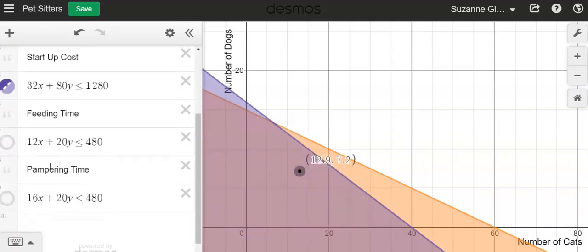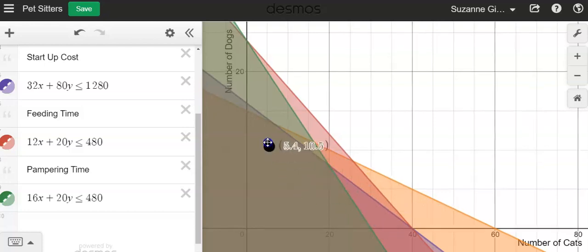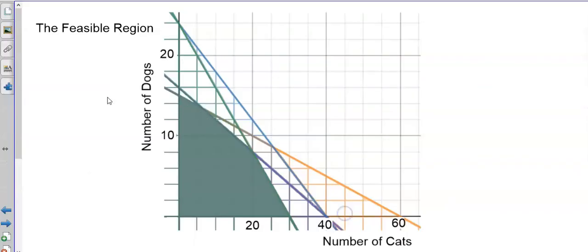All right, so in the tasks earlier, we added a constraint for feeding time and for pampering time. And now we have a lot of inequalities. We have regions that satisfy some of the inequalities and don't satisfy others. But in this region here that's being shaded by all of the inequalities, that would be the solution to the system of all 4 inequalities. So you're looking for all of the regions to be shaded. The feasible region is the set of points that satisfies all of the inequalities.